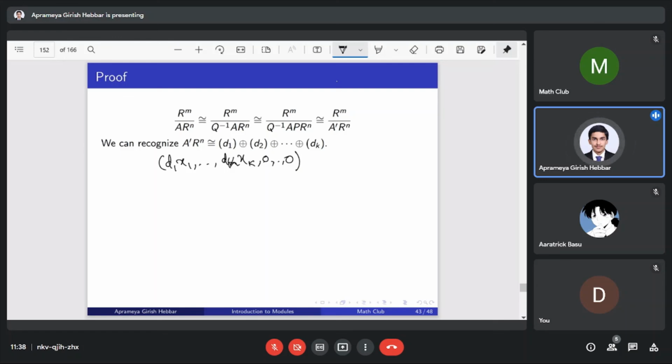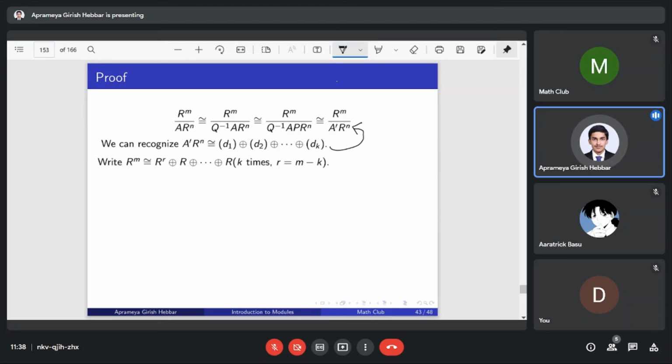So this is nothing but, by the definition of external direct product, as we saw, this just belongs to D1 cross D2. So what we did is to recognize A' R^n as D1 cross D2 cross D3 up to Dk. So basically what we did is to write this. So this would rewrite the denominator, and similarly we would rewrite the numerator.